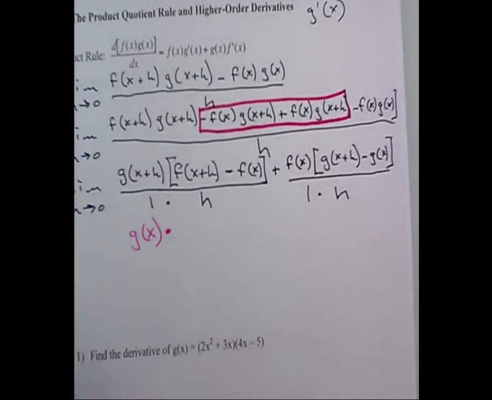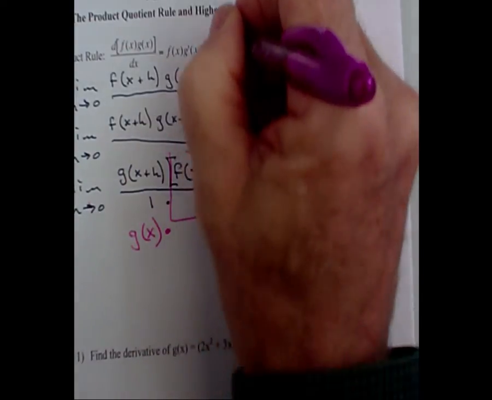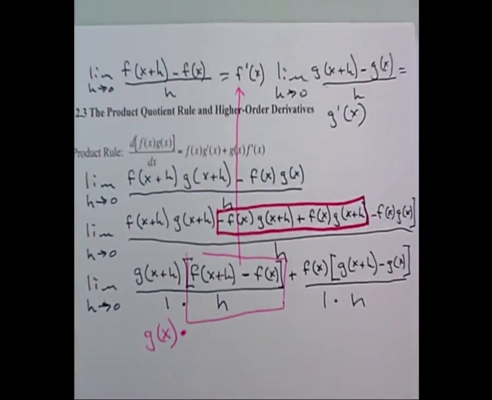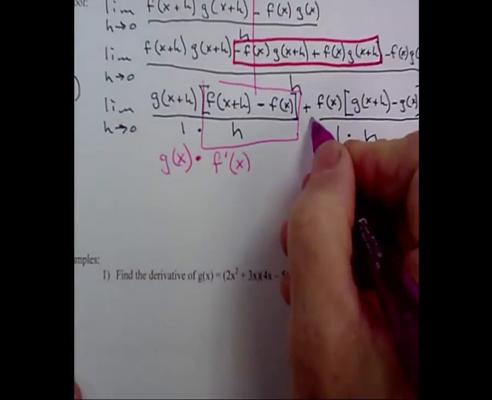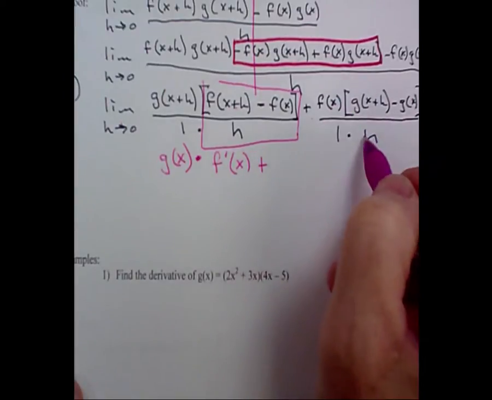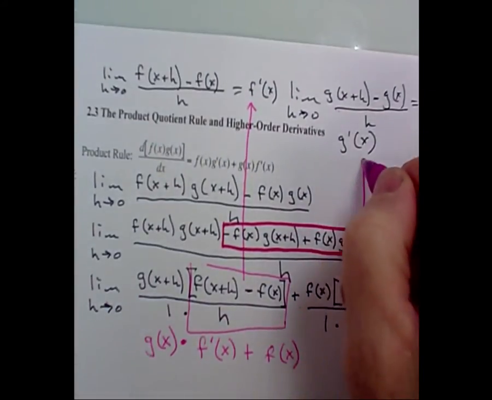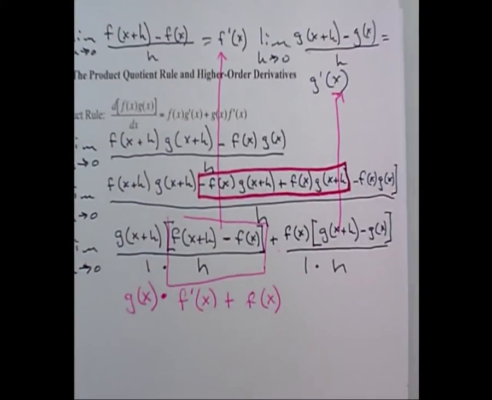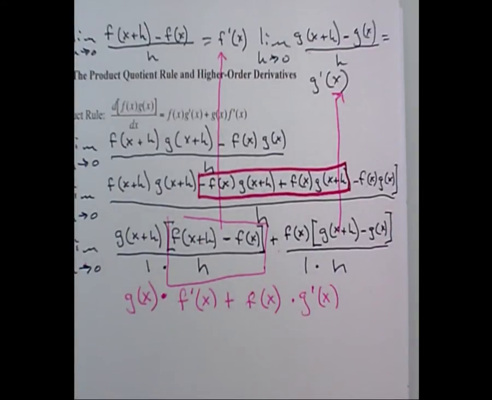Times. Well, look at this thing right here. When I take the limit of this, isn't that the definition of this thing up here that I wrote? Oops, yeah, isn't it? So I can call this the derivative of f. And then I got a plus sign. x is not affected by h, so I'm going to have f of x. But what is this thing? This thing is my definition of g prime, times g prime. And that's the product rule.